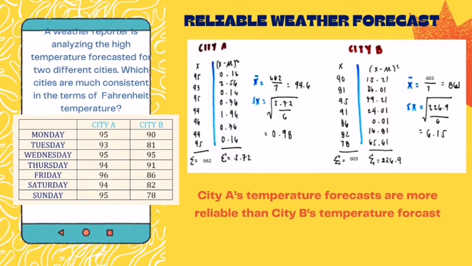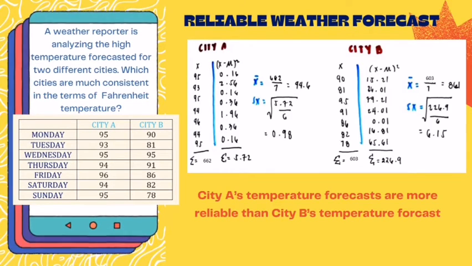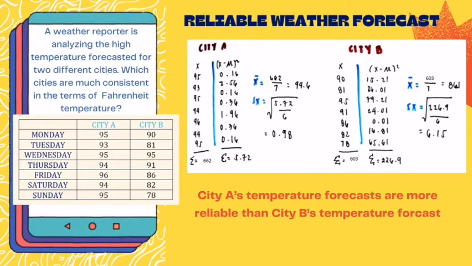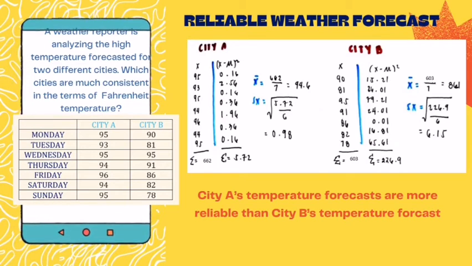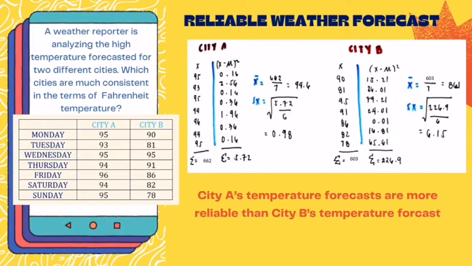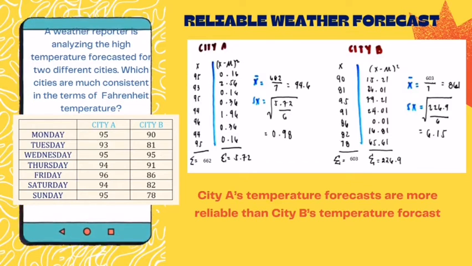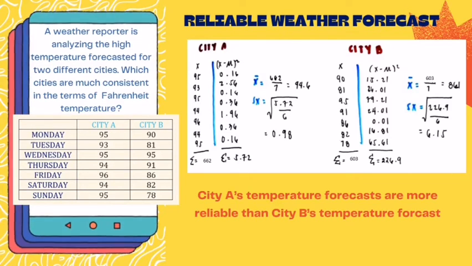First, let's solve for city A. The summation of x for city A is equal to 662 and the value of n is equal to 7. 662 over 7 is equal to 94.6, and this 94.6 is the mean. After calculating the quantity of x minus mu squared, we get the summation of 5.72. The square root of 5.72 over 6 is equal to 0.98. So 0.98 is the standard deviation for city A.